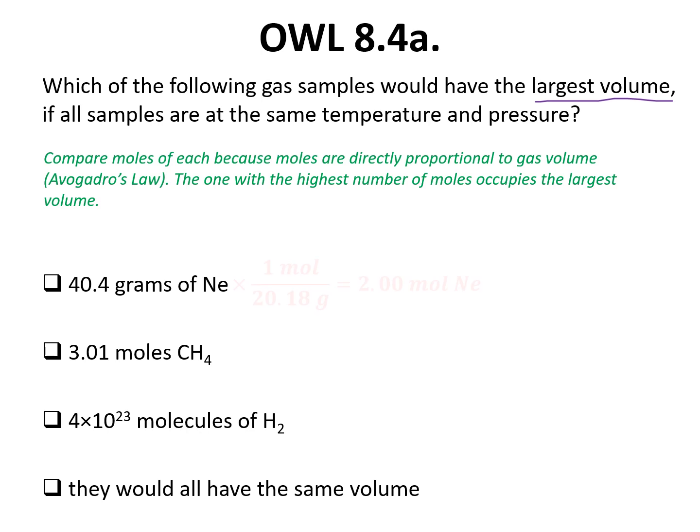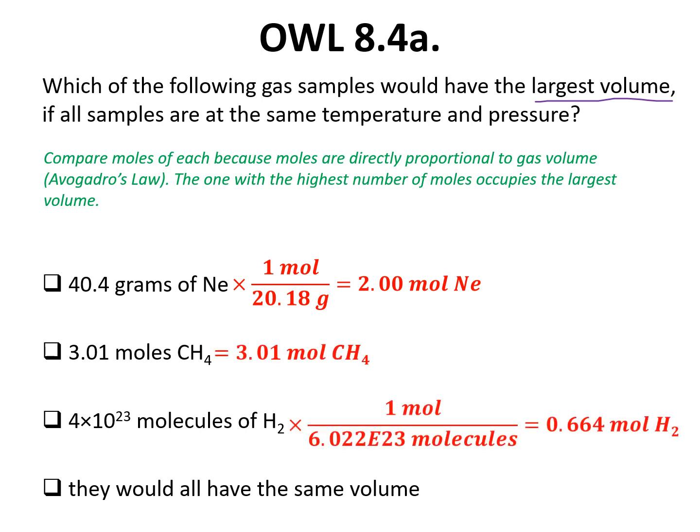For the first sample, we need to divide by molar mass. We look on the periodic table. Neon's molar mass is 20.18 grams per mole. So dividing the 40.4 by 20.18 gives us 2 moles of neon. The second one is already in moles, so we don't need to convert it. The third one, however, is in molecules. How do we convert from molecules to moles? For that, we're going to divide by Avogadro's number, and that will give us 0.664 moles of hydrogen.